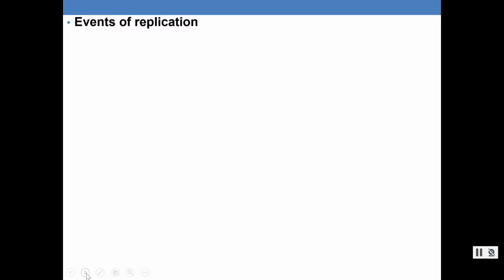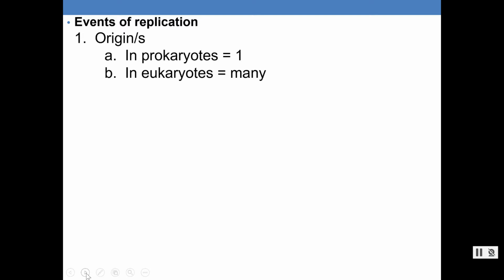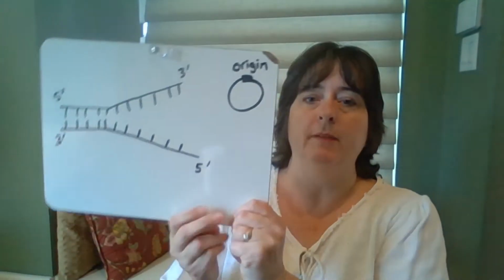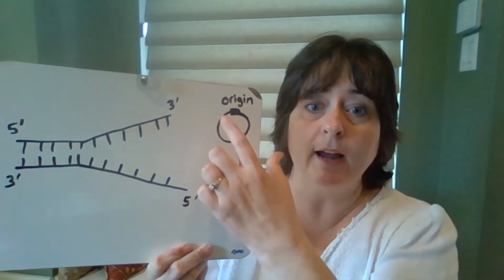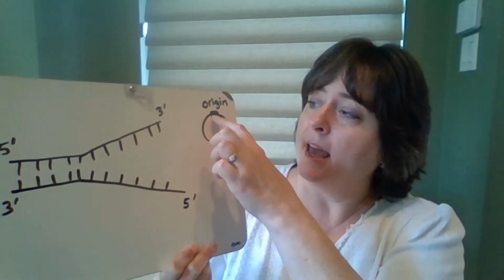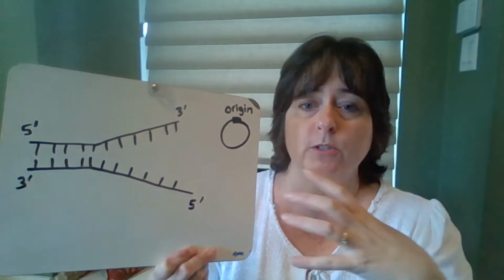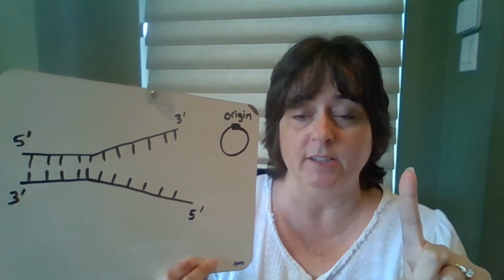So how does replication start? Everything has to have a start point, and what we call the starting point of DNA replication, we refer to as the origin. So on your chromosome, there is an origin, and that's where DNA replication starts. Now, in a prokaryotic circular chromosome, there's actually only one origin. I kind of drew a little circle here. So there's my circular haploid bacterial chromosome, and there is a place that we refer to as the origin, and there's only one for a bacteria cell.